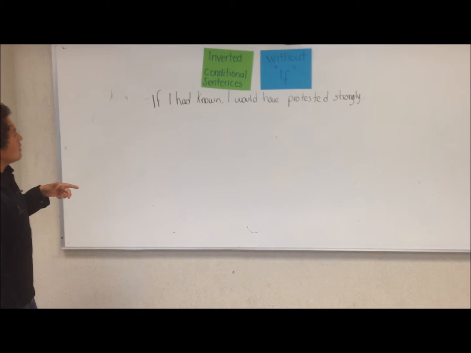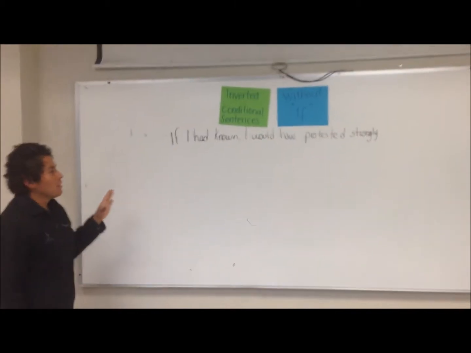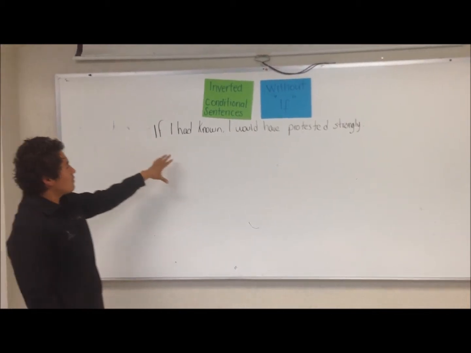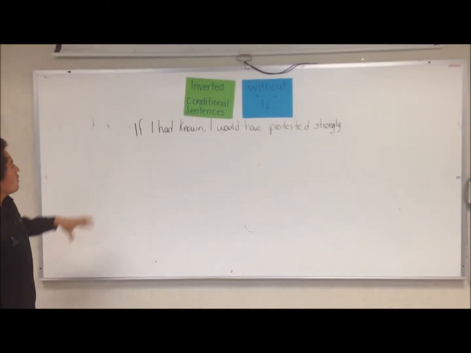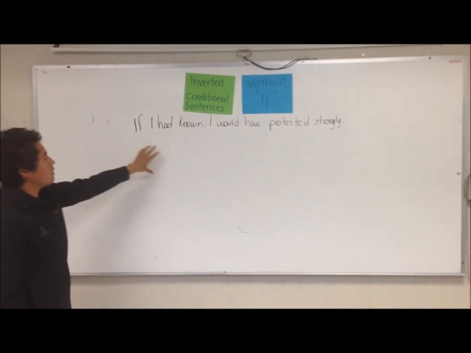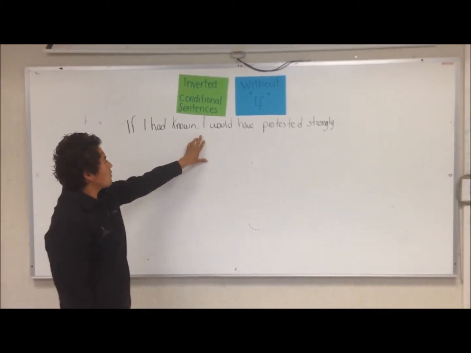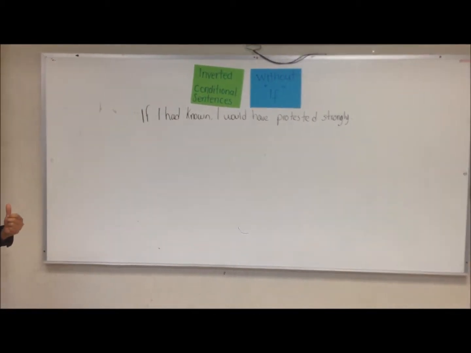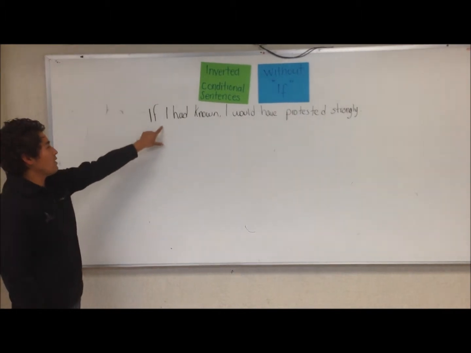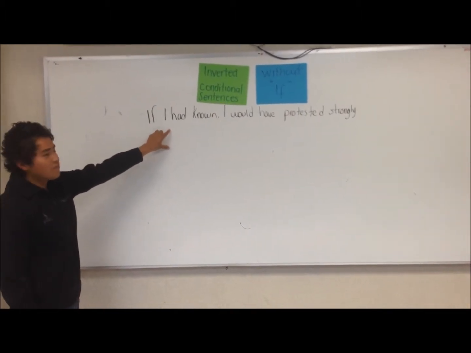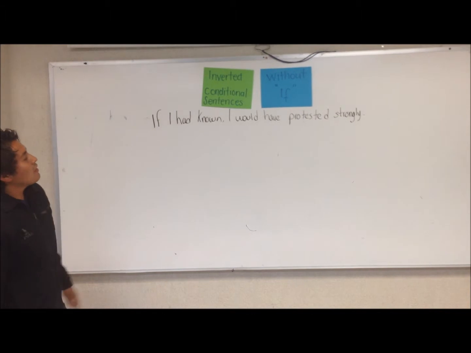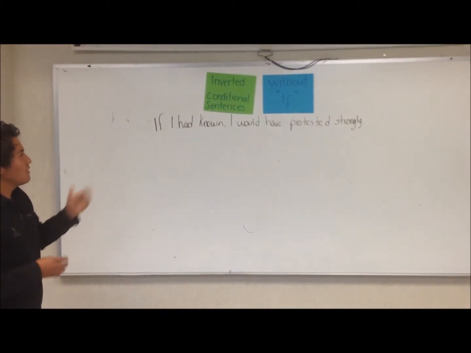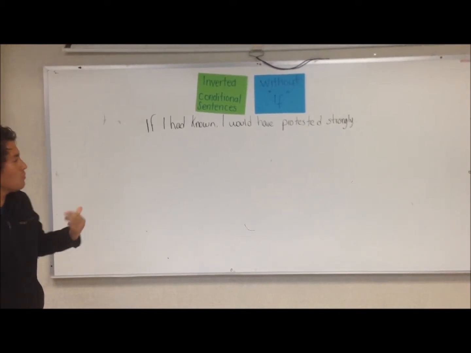Okay, this is the last but not least type of inverted conditional sentence. As you know, we have here a sentence with a condition. If I had done, I would have protested strongly. So we have our if clause, if I had done, and our result, I would have protested strongly. Okay, this is the conditional because we are using the past perfect with had and would have. So in order to invert this sentence, we are going to do the following.